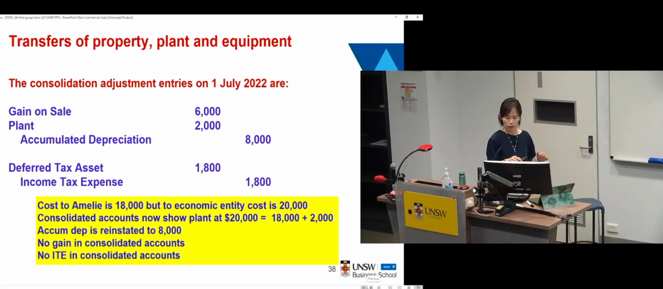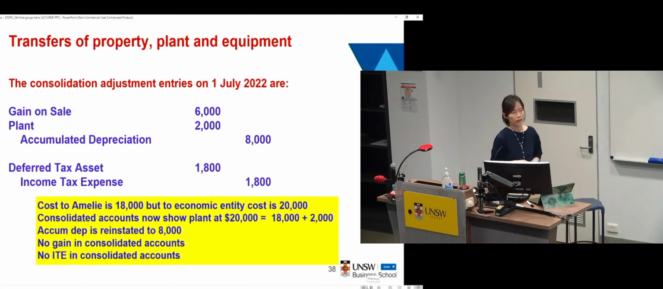Accumulated depreciation balance after transfer is 0, but from the group viewpoint, we should report 8,000 balance on the credit. So that's why you reinstate this amount in the worksheet. So you can see debit plant cost, credit accumulated depreciation. Well, there is a 6,000, right? So the plant carrying amount is effectively reduced by 6,000 after these two-line adjustments.